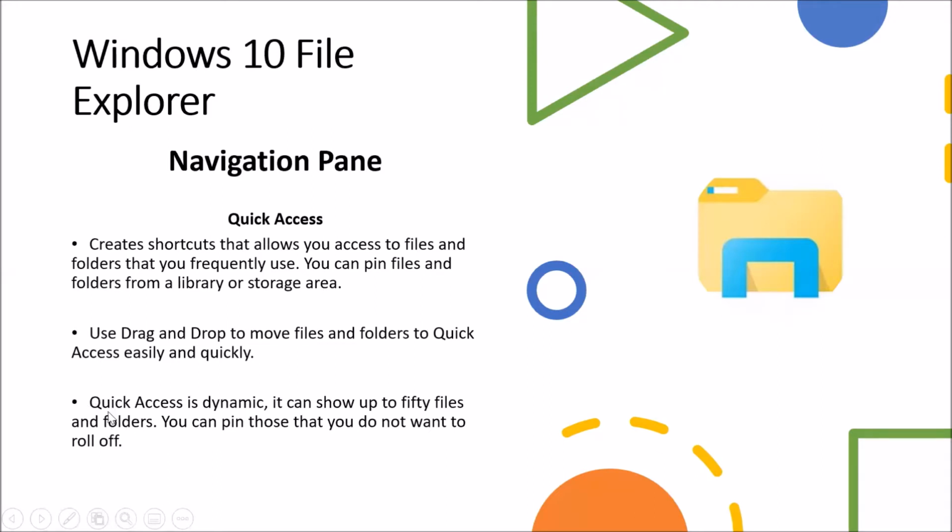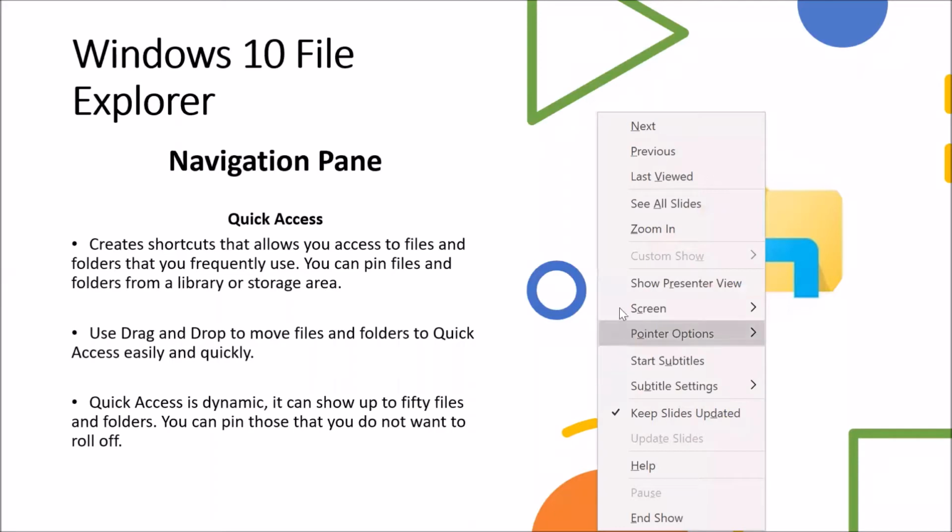Also, you have to be aware that the quick access is dynamic, and it can show up to 50 files and folders, and you can pin those that you do not want to roll off. I don't think you ever get 50 files or folders. I can't imagine anybody having that many, but it's a possibility. So let's just take a look at that.